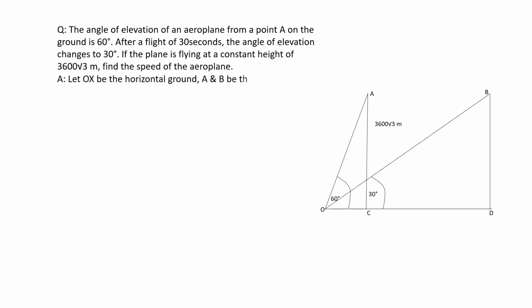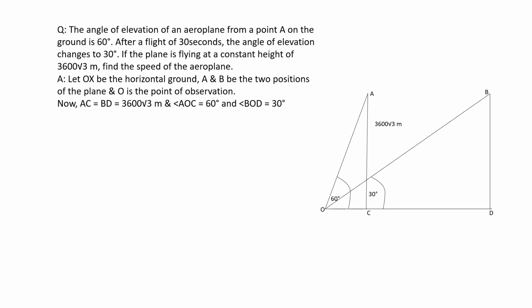Let OX be the horizontal ground, and A and B are the two positions of the plane, and O is the point of observation. Now, AC equals BD equals 3600√3, the height of the plane, and angle AOC equals 60 degrees and angle BOD equals 30 degrees.